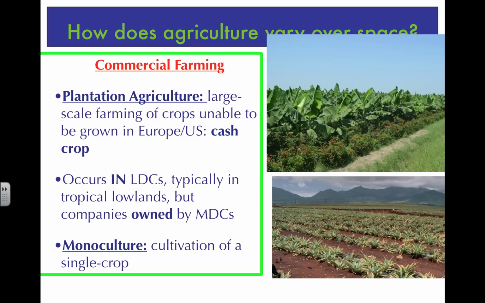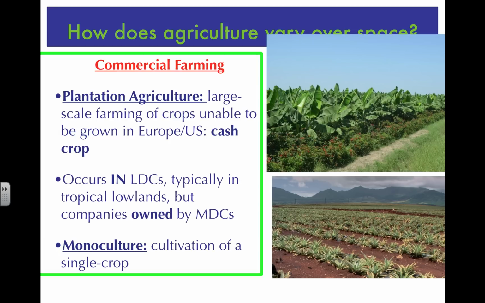Okay, plantation agriculture. Plantation agriculture is unique because I'm qualifying it as a type of commercial farming, but it occurs in least developed countries of the world, or lesser developed countries of the world. Plantation agriculture, by definition, is the large-scale farming of crops that are unable to be grown in Europe or the United States or other regions. These are specifically cash crops. In other words, the farmers are growing these for the specific purpose of selling that crop.